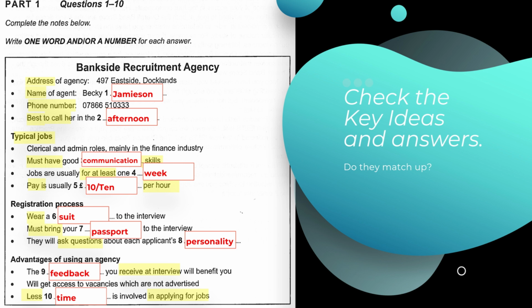Wear a suit. It jumps right out at you, right? I'm wearing a shirt. Oh, we need a shirt, right? We listen for the clothing. Must bring your passport. Ah, my passport. That makes sense, right? They will ask questions about your personality. Now, the feedback you receive. We said a thing or experience. Well, feedback can be both a thing and an experience. Cool. And less time. Less of something is involved when applying for jobs.